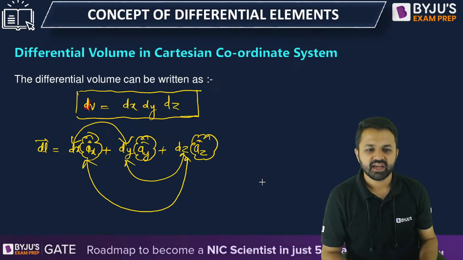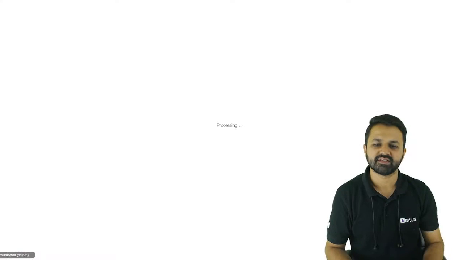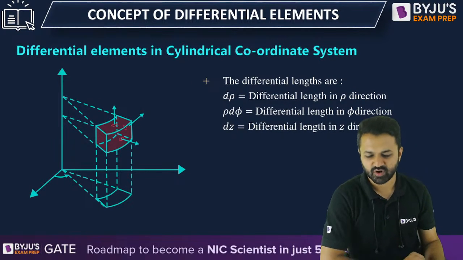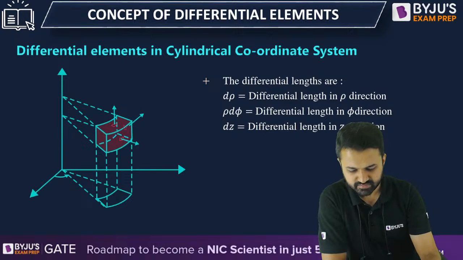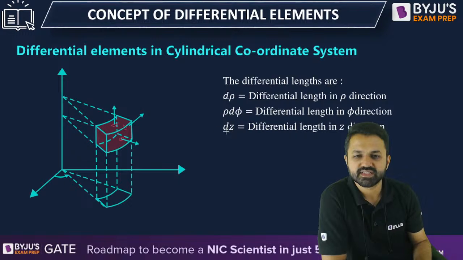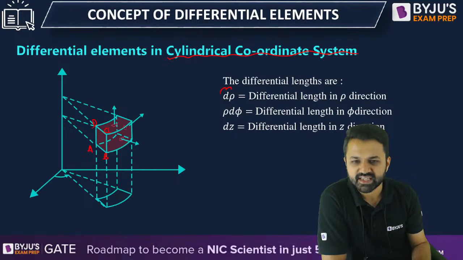Correct? Similarly, if you want to write the differential volume, multiply all the three coefficients of unit vectors. Now coming to the cylindrical coordinate system. In the cylindrical coordinate system, the differential length, again, if you want to see this A, B, C, D, there are actually three elements. You can see that this is d rho, rho d phi, and dz.